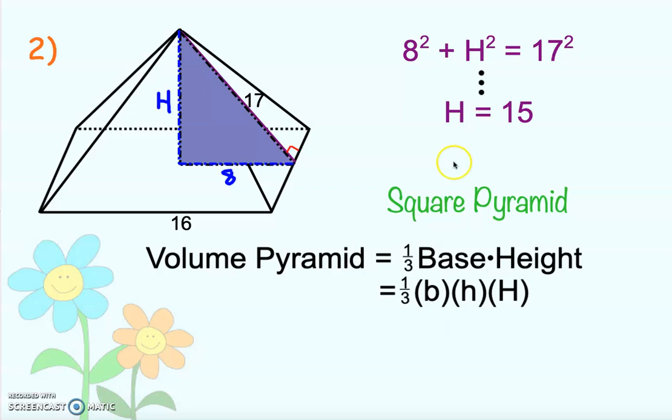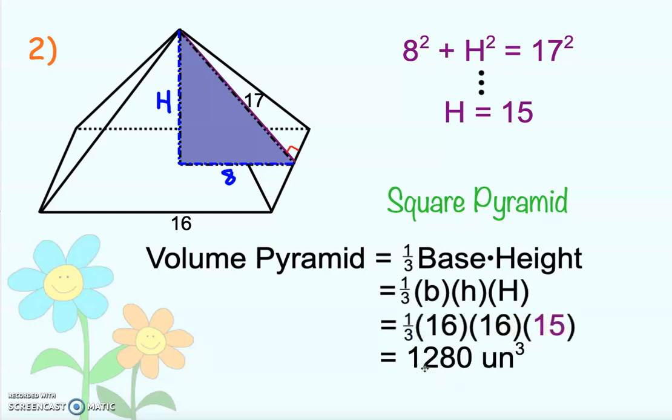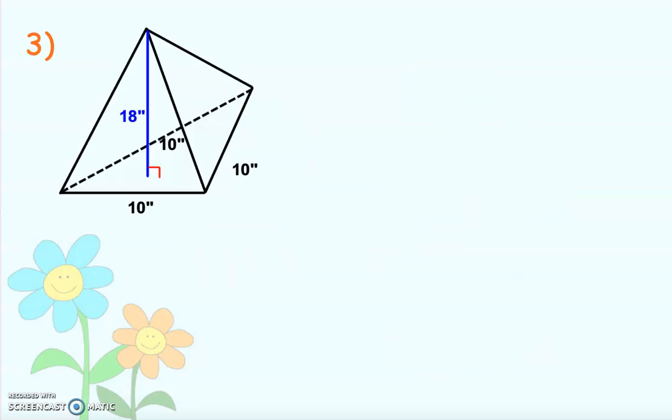So again, in our organized 3 to 4 step process, we have the formula, we plug in the numbers we want, and we get the answer. Let's take a look at another example.